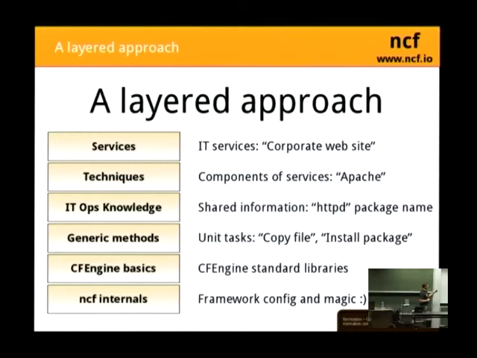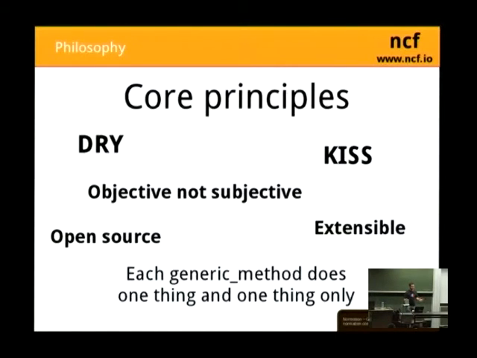And then we come to really the core, which is the generic methods. All of these unit tasks do one thing, but do it well. And then underneath there, there's some libraries and framework stuff. The core principles we've tried to follow are basically avoiding all the nightmares that we've got into otherwise. So, not repeating code, any pattern code should not be repeated. So we've followed the DRY principle, don't repeat yourself. KISS as well, I mean that's a simple one, right? Keep it simple.